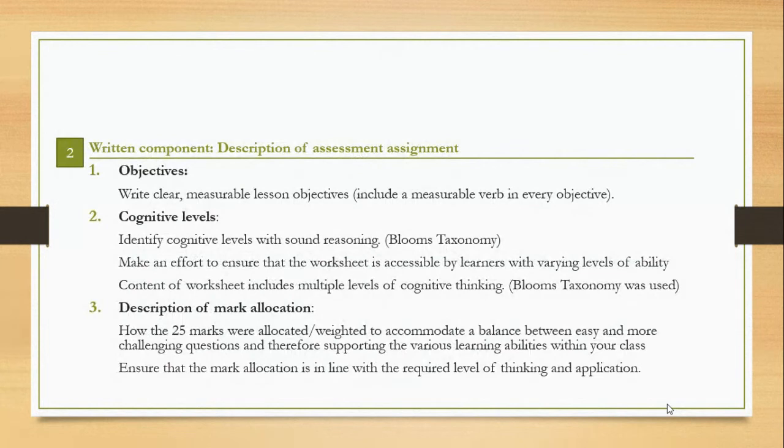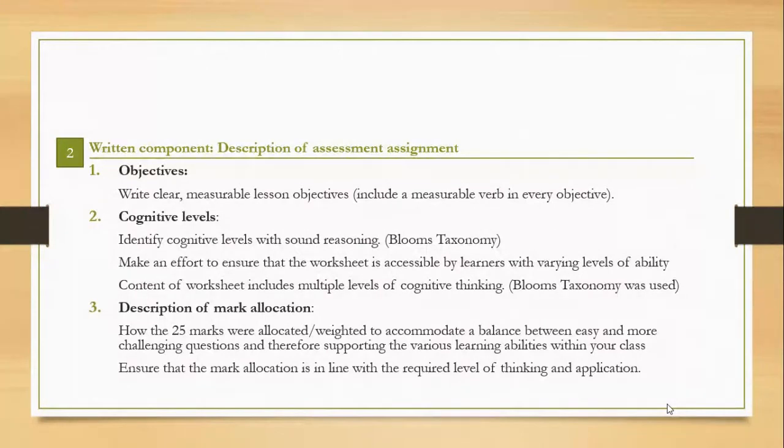Then the second part is your written component. So here you give a description of the assessment assignment. First of all, you list the objectives. You write clear, measurable lesson objectives, or not really lesson objectives, assignment objectives. So include a measurable verb in every objective, just like you do with a lesson plan.